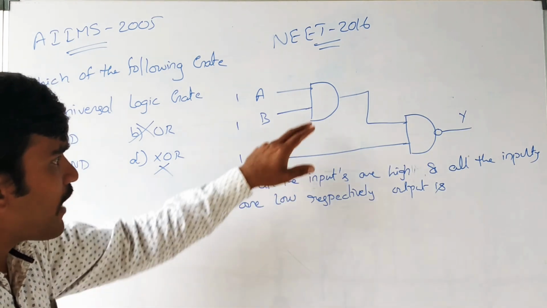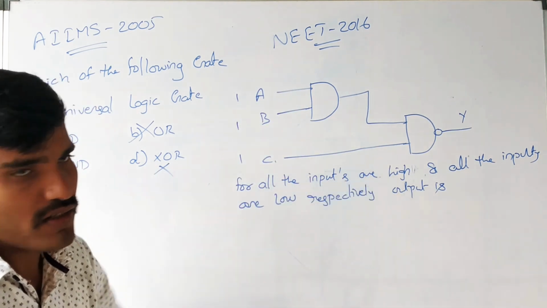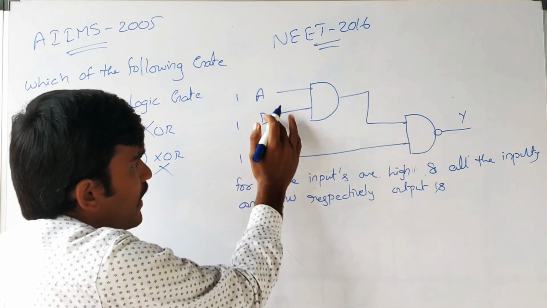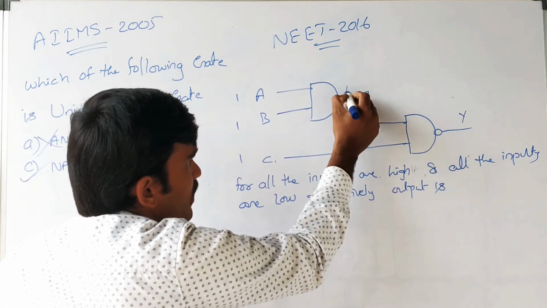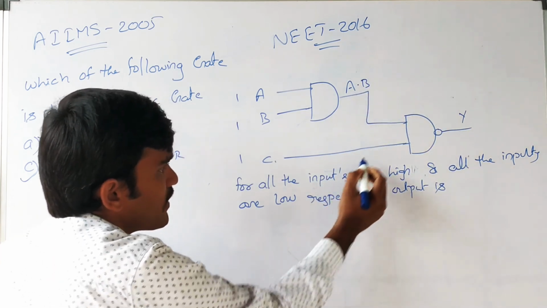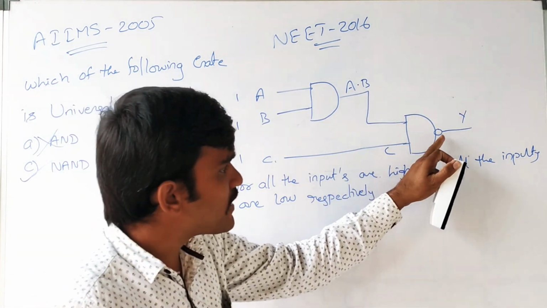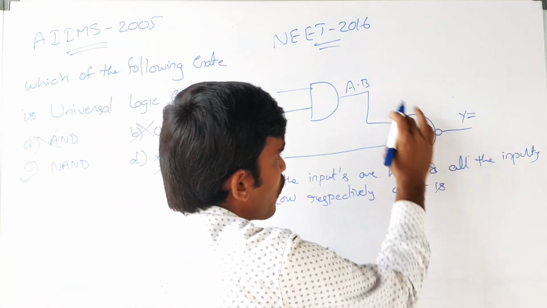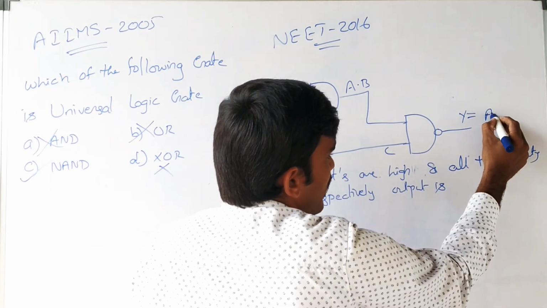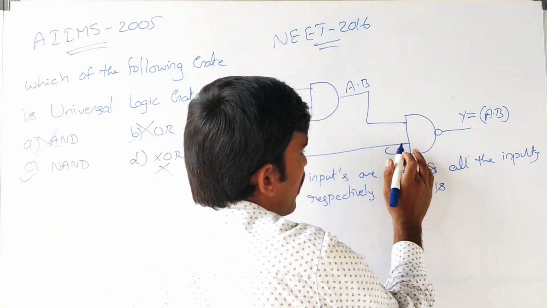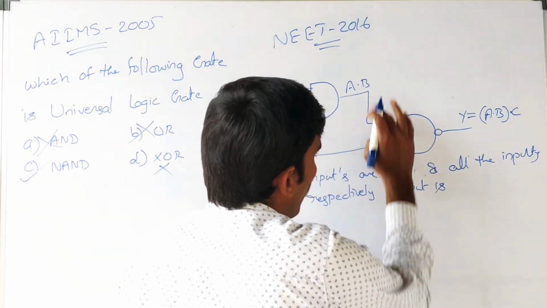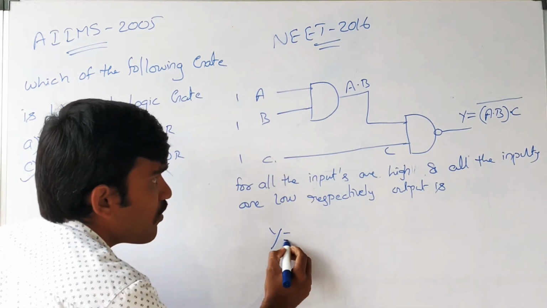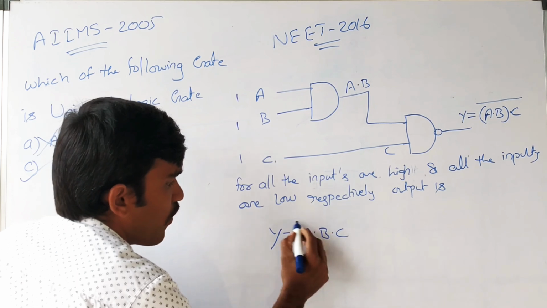Now tell me, first I am taking all the inputs as high. Here A, B gives A AND B, that is A dot B. Then this is the C, and this is the NAND gate. So what we have to do is first multiply these things, that means A dot B into C, then multiply all of them, and then put the complement. So we get Y is equal to A B C whole bar.